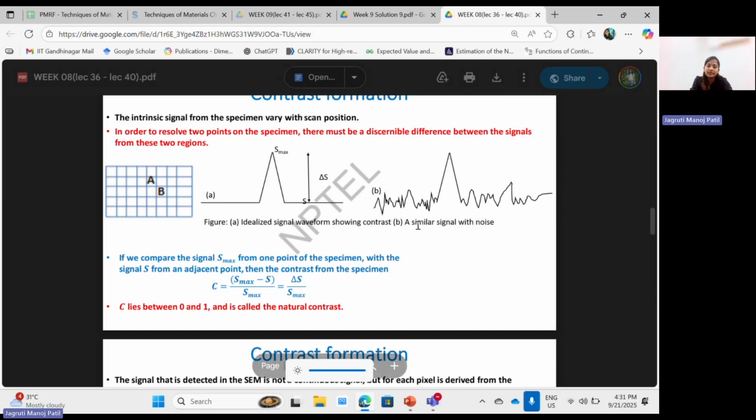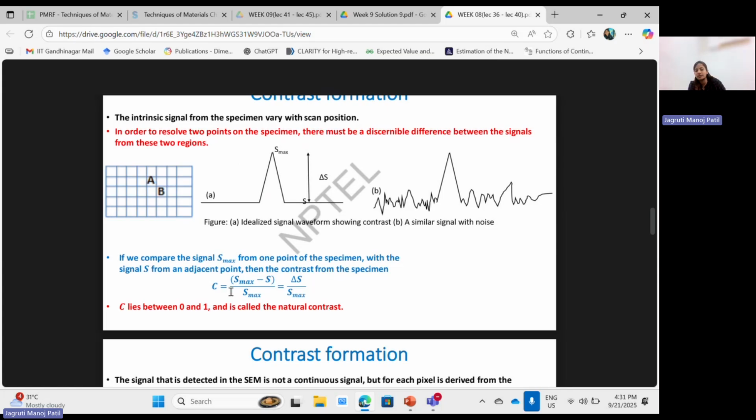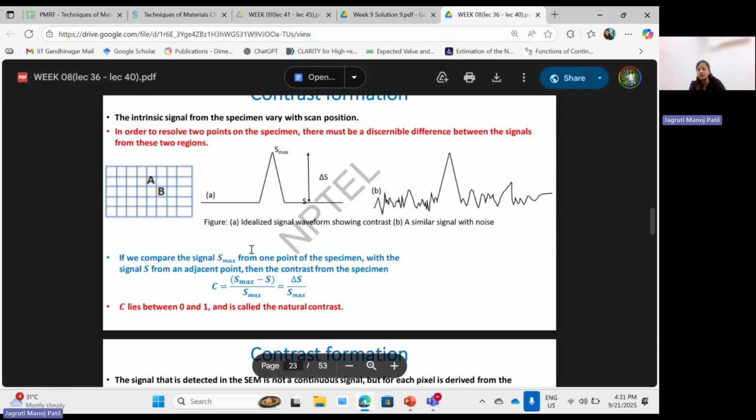So what you have here are two signals, one intensity and the maximum intensity, and you take the difference between them. So delta S is the difference between both of them divided by S max.